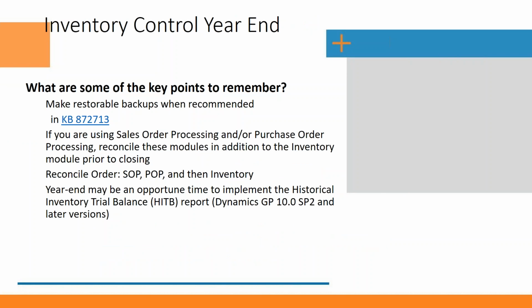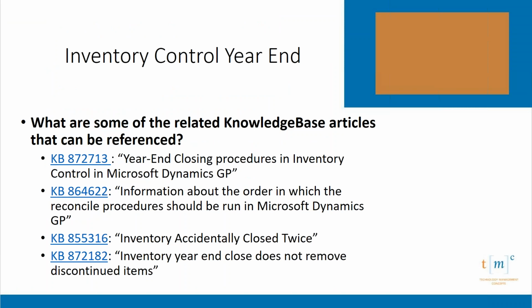I want to reconcile my subledgers, so I want to reconcile sales order, then purchase order, then inventory. And again, the sequence of these steps is important. Please try to do them in the recommended sequences. And then related knowledge base articles, again, will take you through those steps.